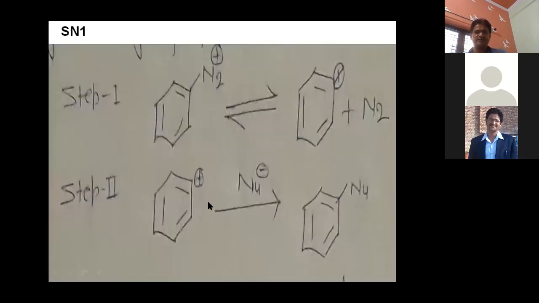Okay. Now after that, our next discussion, according to your syllabus, is the next type of mechanism in aromatic nucleophilic substitution reaction. This is called SN1.